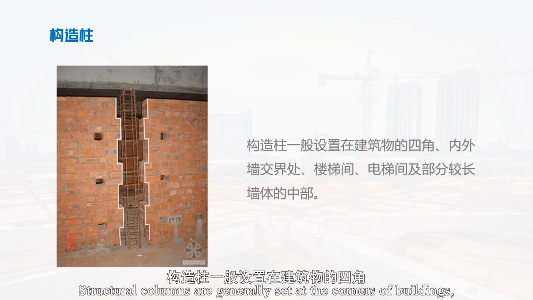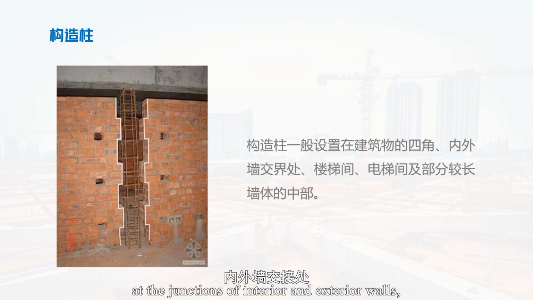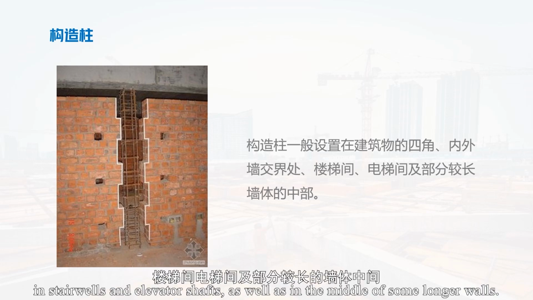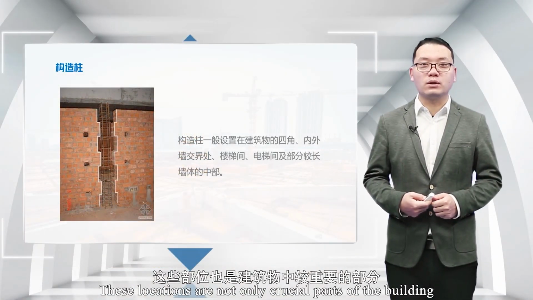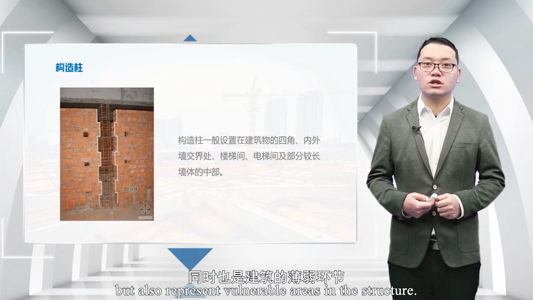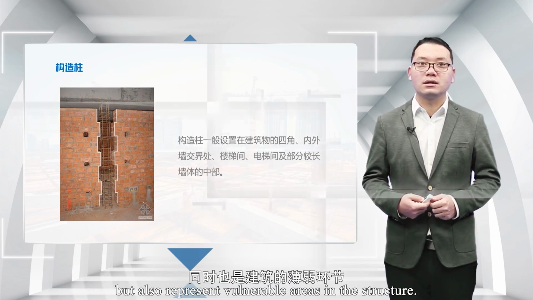Structural columns are generally set at the corners of buildings, at the junctions of interior and exterior walls, in stairwells and elevator shafts, as well as in the middle of some longer walls. These locations are not only crucial parts of the building, but also represent vulnerable areas in the structure.